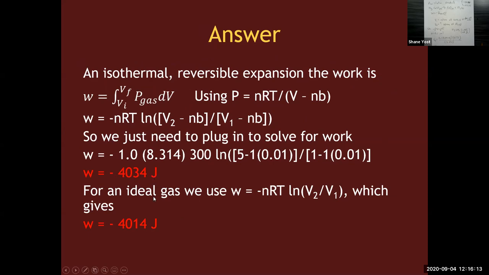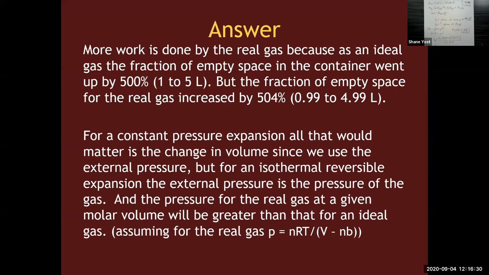You just plug things in and you get the work is 4,034 joules. For an ideal gas, it's just RT ln V final over V initial, and that gives you 4,014 joules. And so you see here that you do more work for this real gas than you do for the ideal gas in this case.